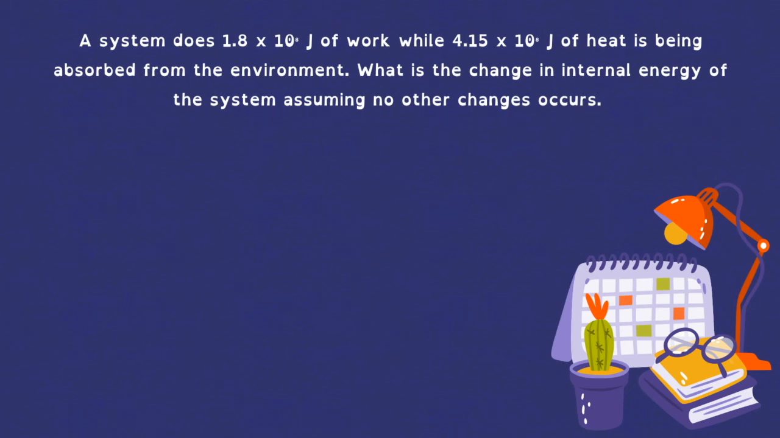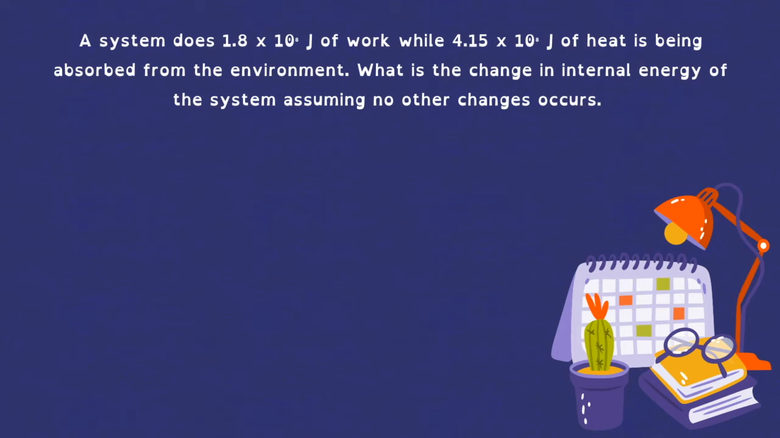Question number 1. A system does 1.8 times 10 to the power of 8 joule of work, while 4.15 times 10 to the power of 8 joule of heat is being absorbed from the environment. What is the change in internal energy of the system, assuming no other changes occur?